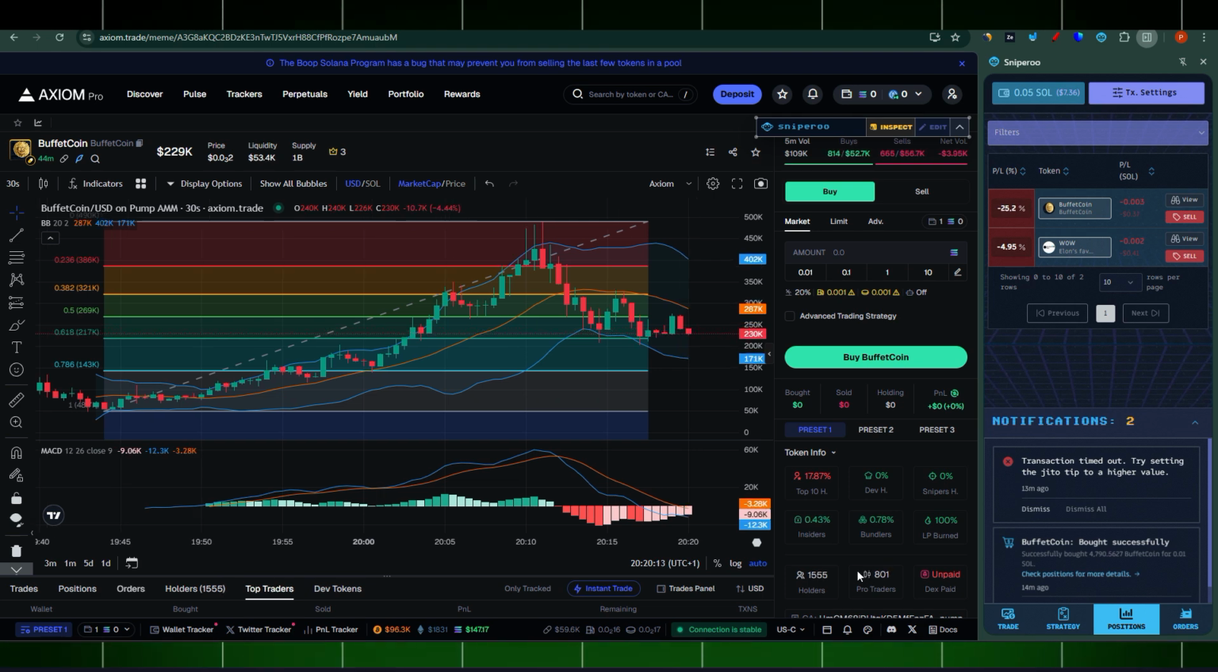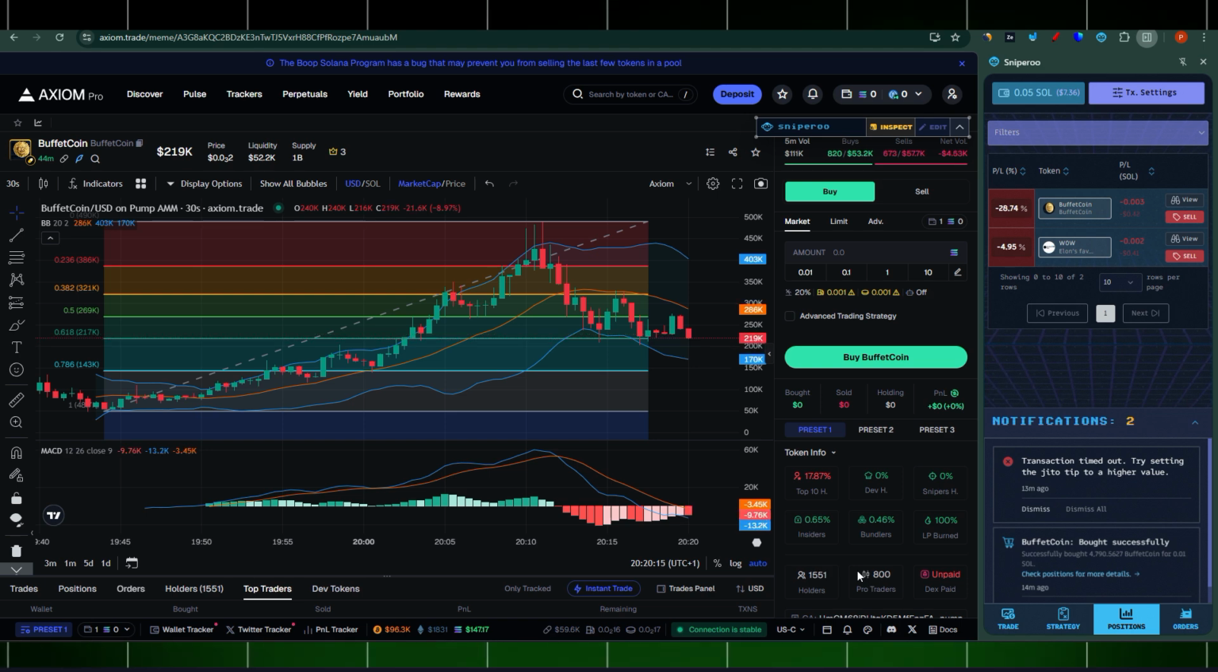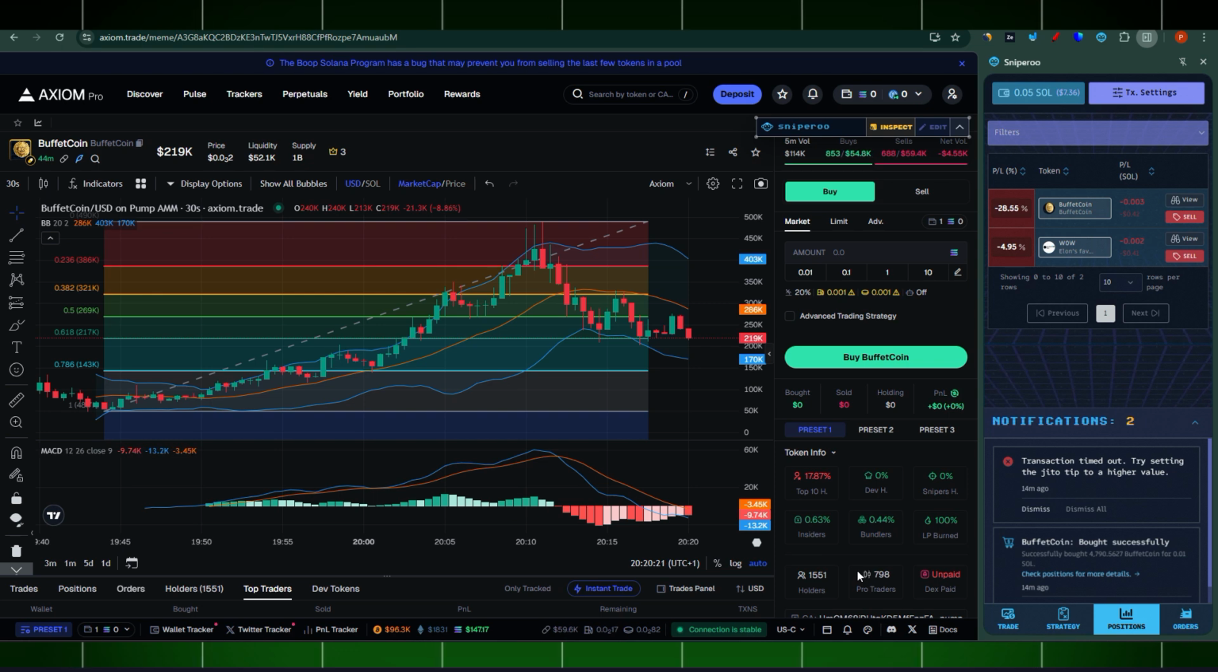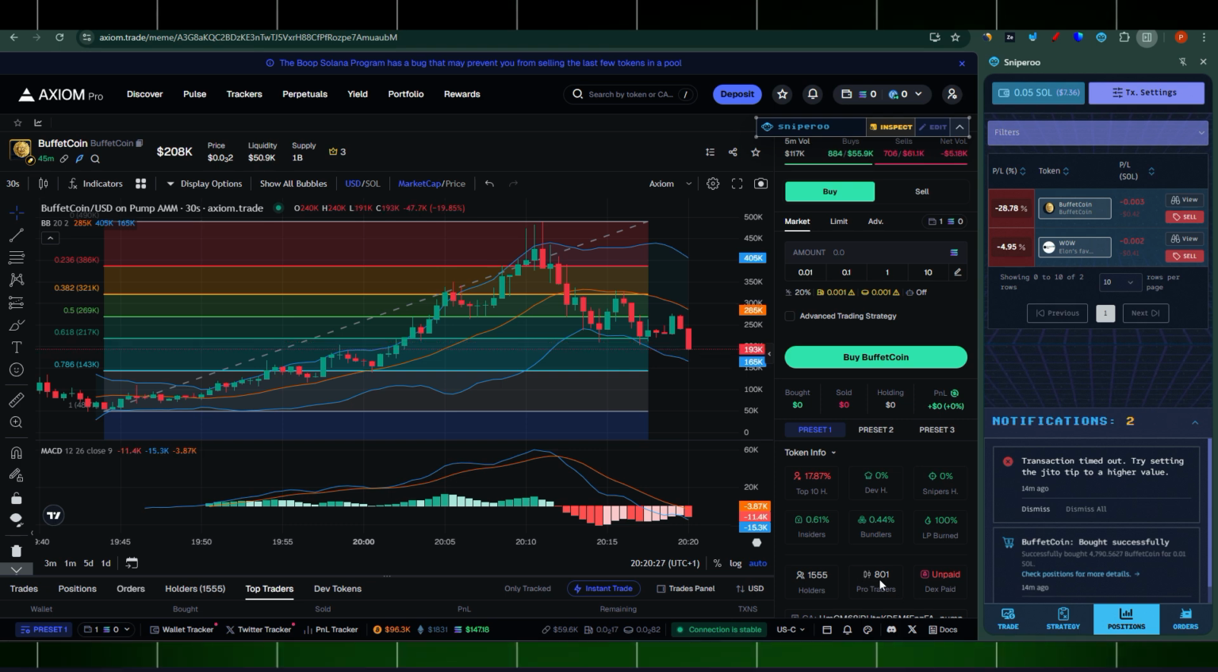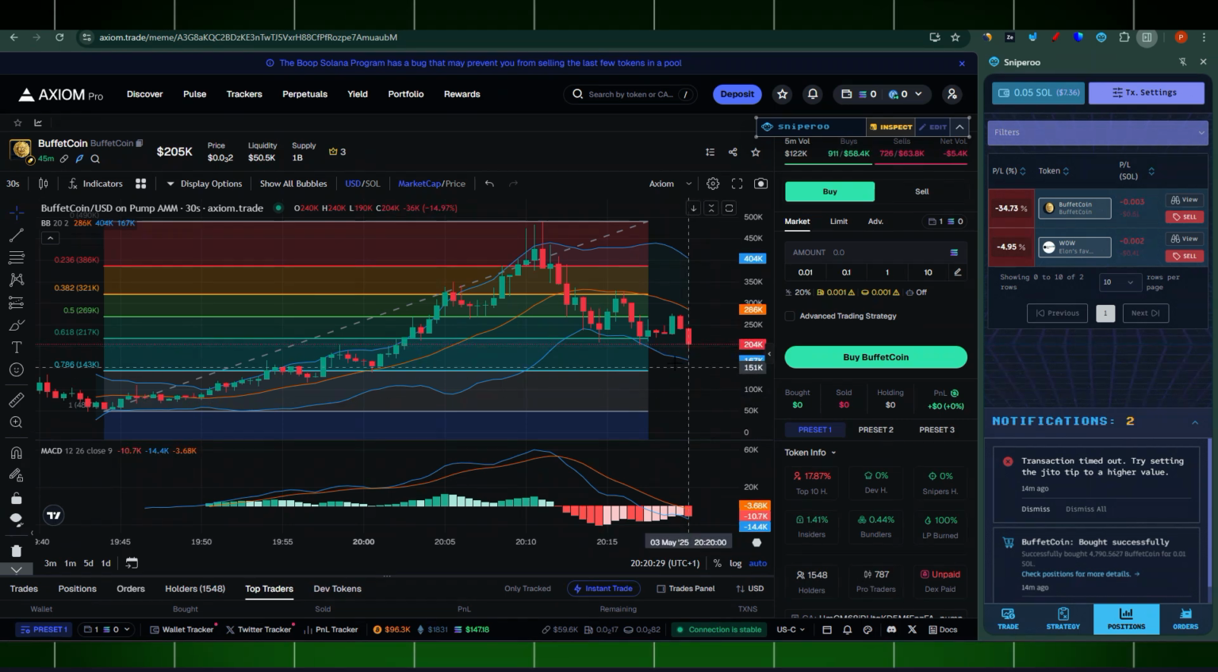Though pro traders, the Axiom Pro actually came up with a very nice, cool idea of including smart money wallets. Basically, wallets that are trading maybe not often, but successfully, right? So that's why they are there. You're also encouraged to go and check your own traders.